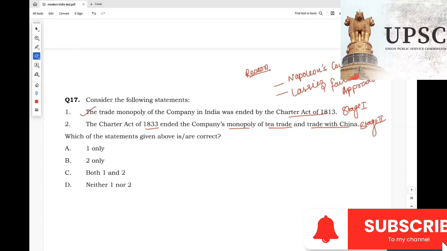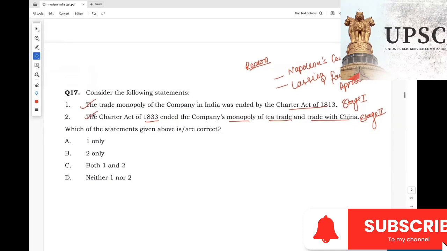So there are many British traders who said, why should only the British company, East India Company, trade with India? Why can't we trade with India? So they just demanded the rights to trade with India. Who demanded? The other British traders, right? Who were not the members of the company. So they said we should also have the right to trade with India. So please end the monopoly. Both the statements in this case are correct. Moving to the next one.